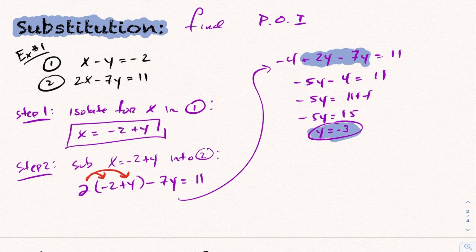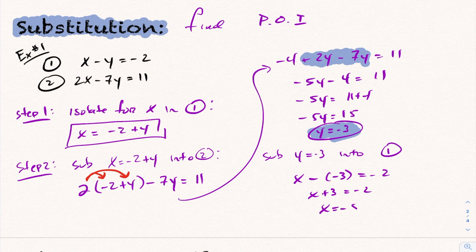Okay, so just to recap where we're at before we finish this off: you first pick a variable to isolate for. You're looking for the equation where you're trying to find a coefficient of 1 or minus 1. I saw the 1 for the x, so I isolated for x in 1, subbed it into equation 2. Everywhere I see an x, I change it to a negative 2 plus y, solve for y. And now that you solve for y, you can sub this y value into either equation 1 or 2, it doesn't matter, and solve for x. I'm going to sub it into 1, it doesn't make a difference. This will be x minus negative 3 equals negative 2. x plus 3 is negative 2, in which case x is negative 5.